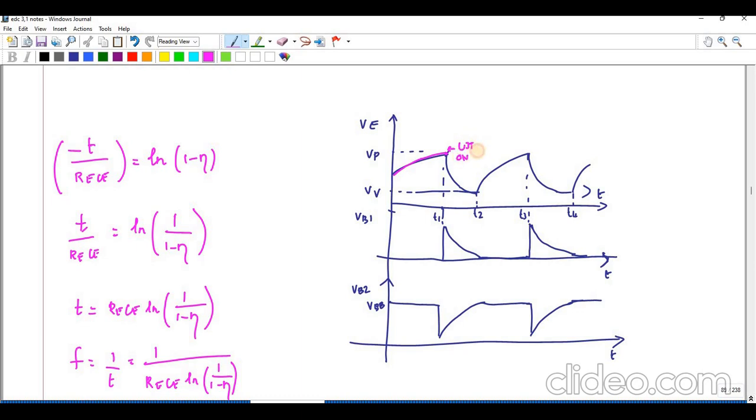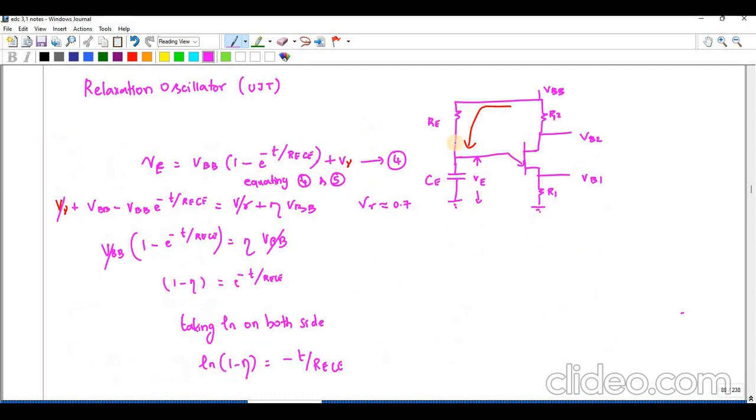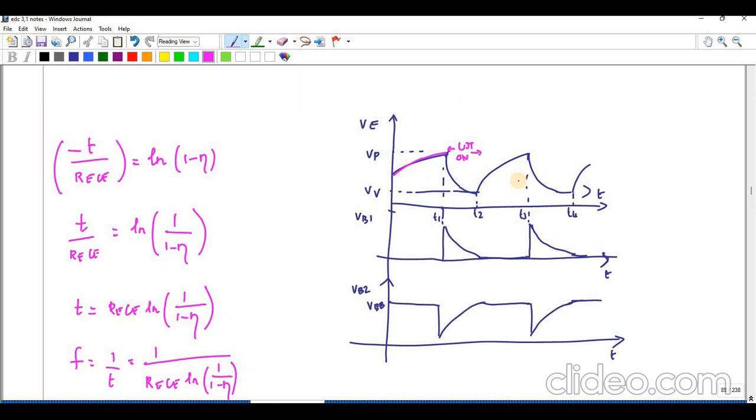If the UJT is turned on, once this value is enough to turn on the UJT, once it reaches the VP, I told you the V starts to decrease. So the capacitor will start to discharge in this direction. The capacitance discharging will look like this. It will start to discharge here, and the remaining cycle will repeat.